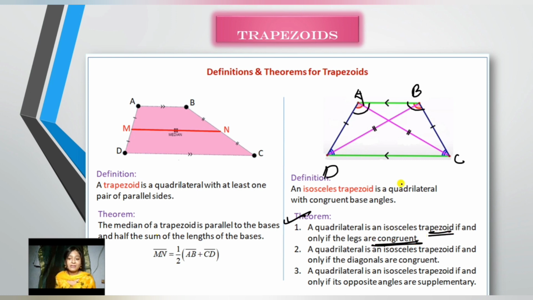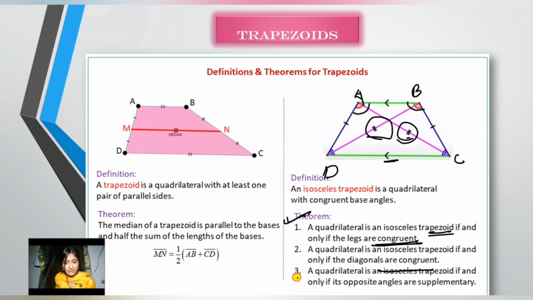We will say that a particular figure is an isosceles trapezoid whenever the legs are congruent to each other. So these legs are congruent to each other, as you can see in the green color. A quadrilateral is an isosceles trapezoid if and only if the diagonals are congruent. So the diagonals should also be congruent to each other. You have to check everything.